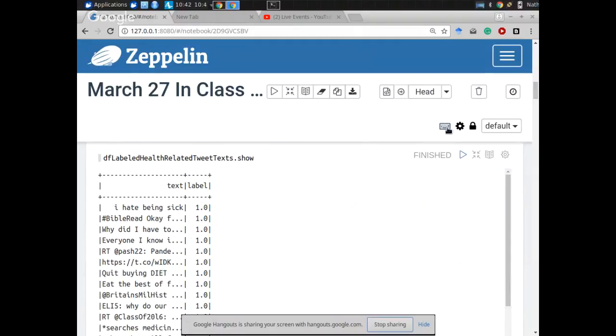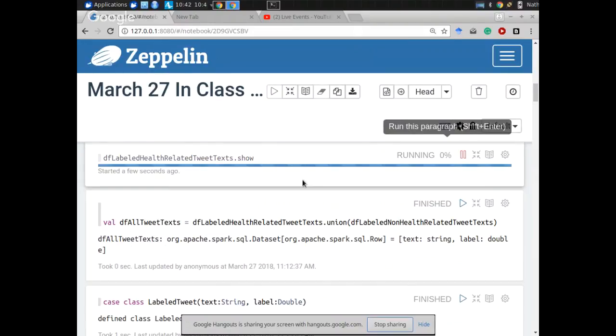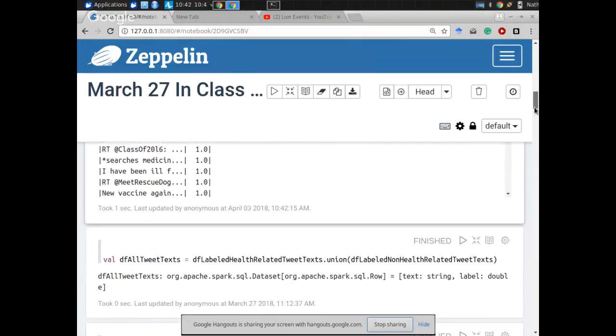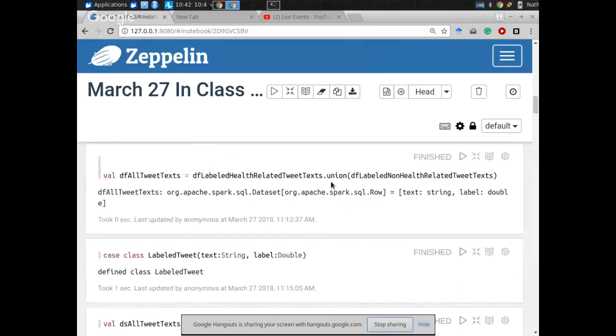We noted that these tweets have many components, not all of them in the best or most proper English, I might note, as Yuan can attest from having read many of them. Then I combined them into a single data set. Now that they've been labeled, we don't have to worry about them getting mixed up.